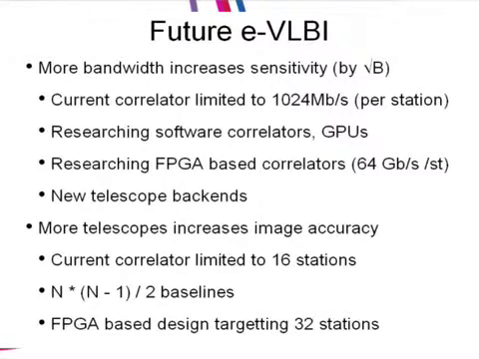Our sensitivity increases basically by the square root of the bandwidth. So if we have 4 times more bandwidth, we have twice the sensitivity. Our current correlator is limited to 1024 megabit per station, and we're really starting to feel that now.